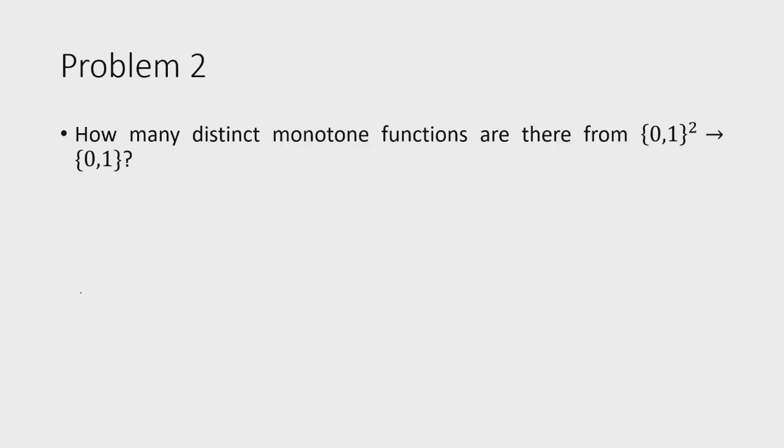So the second problem is, how many distinct monotone functions are there from {0,1}^2 to {0,1}? So do you know what a monotone function is? Bitwise x_i will be less than y_i. Right. Then yeah. Then what?